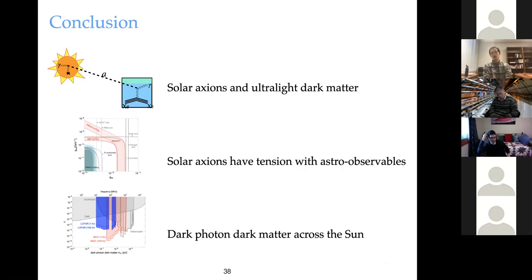And the last thing is dark photon dark matter crossing the sun. We are thinking about using the radio telescope if they are aiming at the sun, and can we use that to probe new physics? That's all. Thank you.